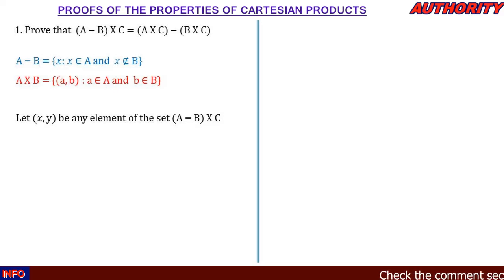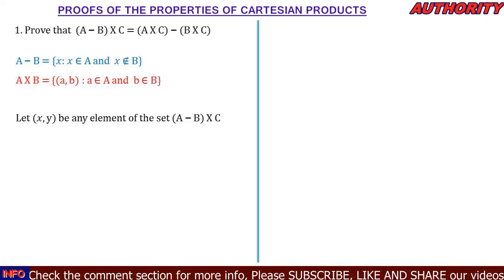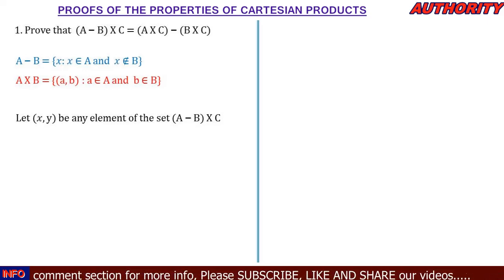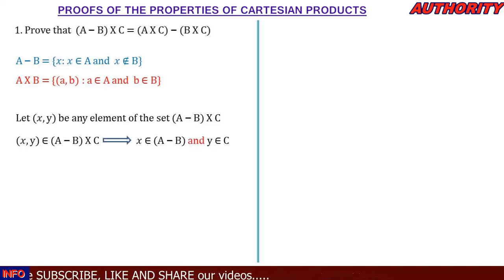And then let's say, let (x, y) be any element of the set (A difference B) cross C. We take the whole of the left hand side as a single set and the whole of the right hand side as a single set. So we say, let (x, y) be any element of the set (A difference B) cross C. You get it right? So that is to say that (x, y) exists in (A difference B) cross C.